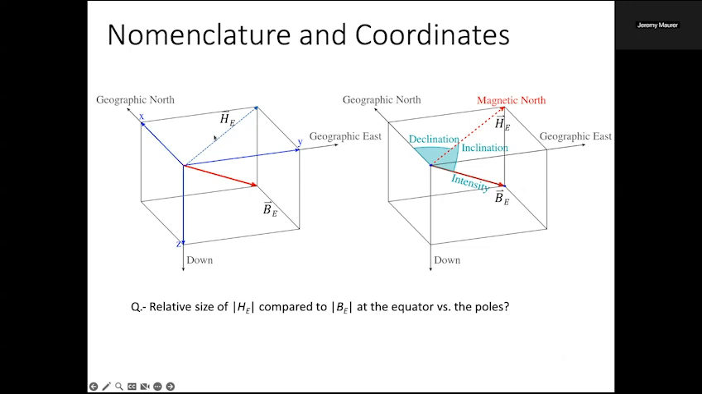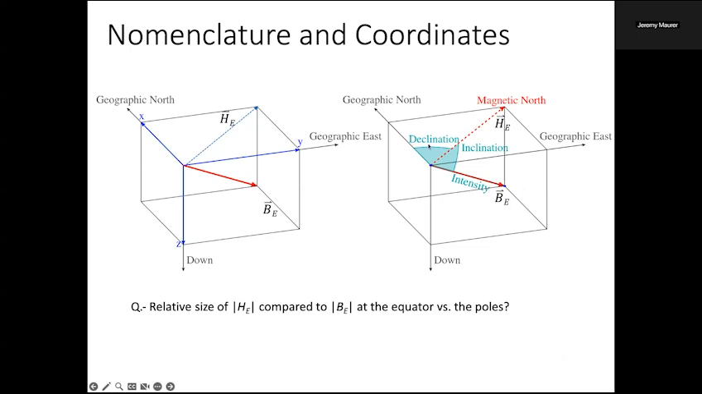So in a geographic and an Earth reference frame, we need to think about our coordinate systems. And in here, we're defining geographic east, north, and down as the local coordinate system. Our total magnetic field vector is some vector in that coordinate system. And then we can imagine the horizontal component. And then, of course, we would also have a vertical component of the field. And those are various ways to describe that total magnetic field vector.